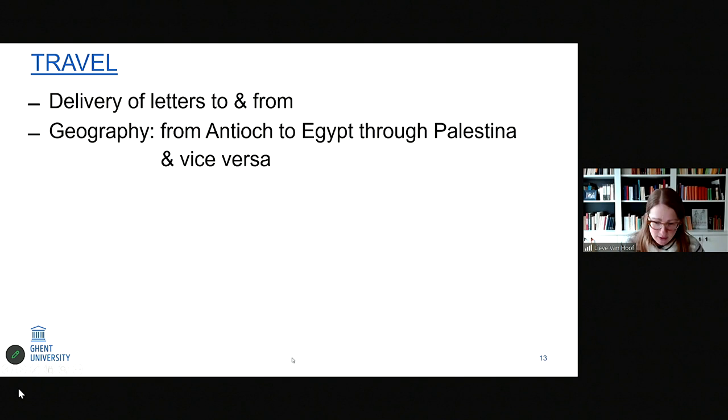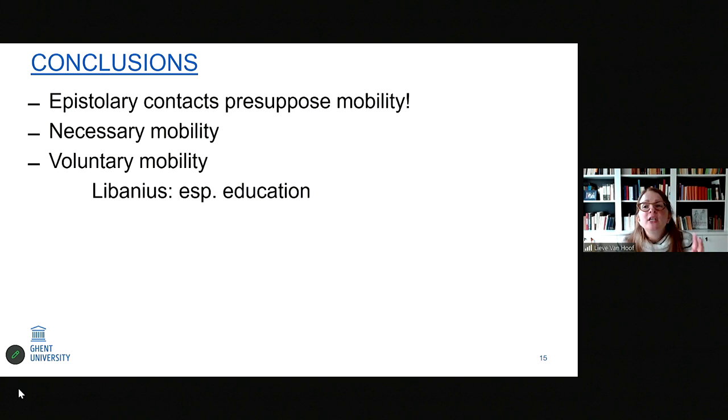I will come to my final slide. Namely, what can we conclude about mobility from the letters of Libanius? First of all, I think that there is a great deal of mobility, and that's exemplified, I think, most clearly and first and foremost by these very frequent epistolary contacts. And as I indicated, we don't just have 100 letters, which is already a lot, but several of these 100 letters make clear that other contacts had happened before or will happen afterwards.